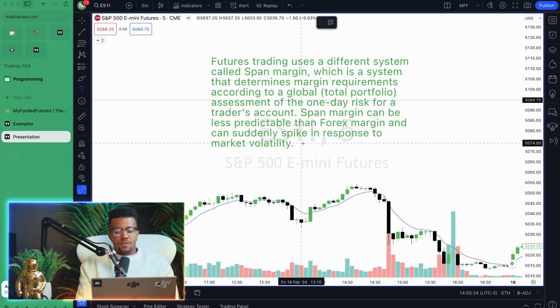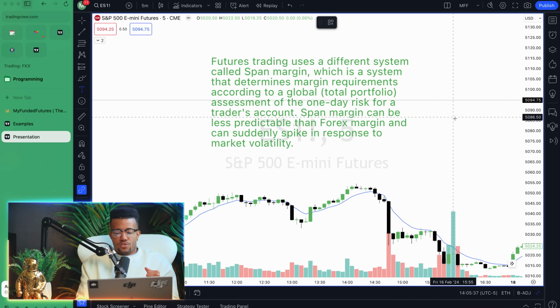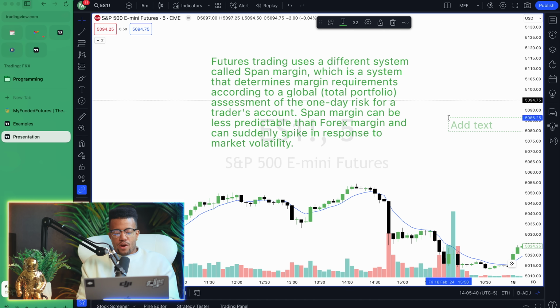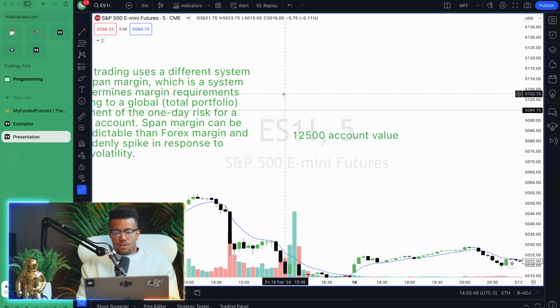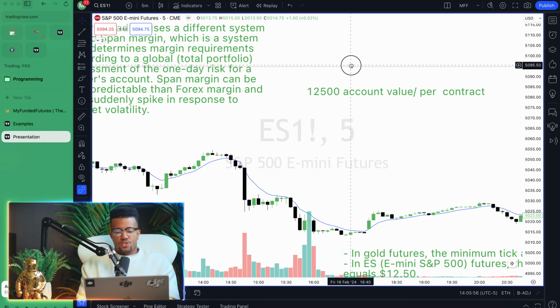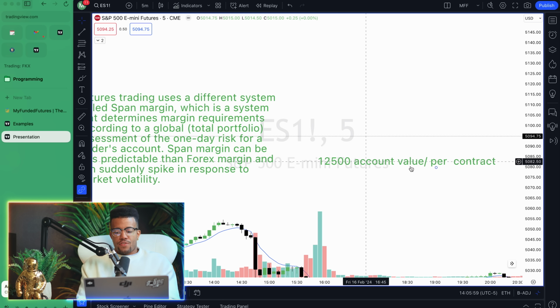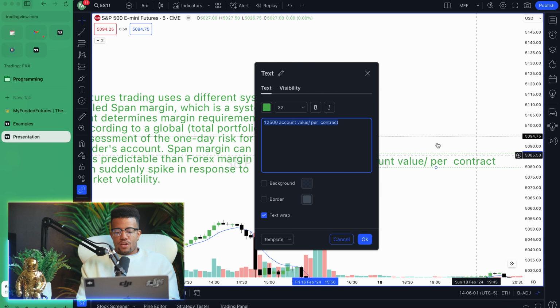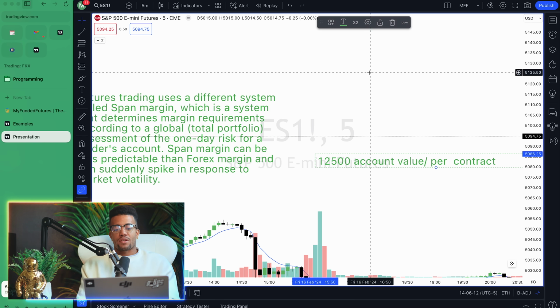Typically in most accounts, like if you open a personal account for ES, it's going to require $12,500 of account value per contract. So in order to trade one ES, which is the chart I have here in the background, you're going to need $12,500. In order to trade two ES, you would need 12,500 times 2, which is $25,000. It's quite a bit of money. That's the example for one account.